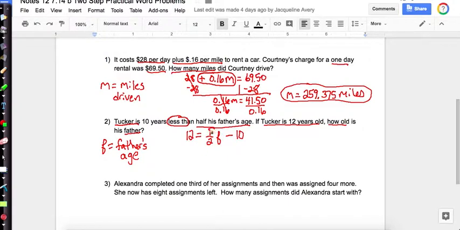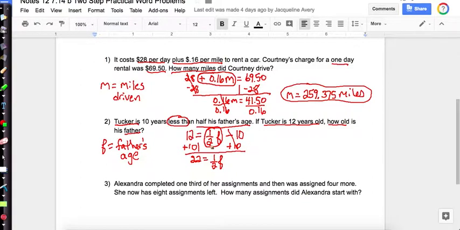All right, so circle your variable, and we're going to draw our T. What's the opposite of subtracting 10? Good, adding 10. So the 10s, of course, will cancel. And 12 plus 10 is 22 equals 1/2 f.